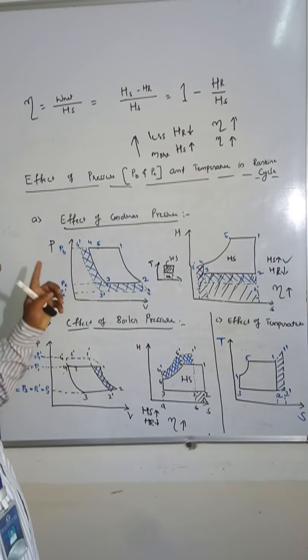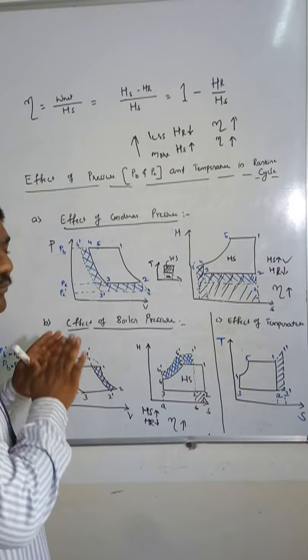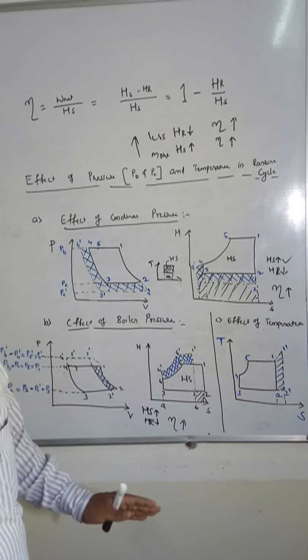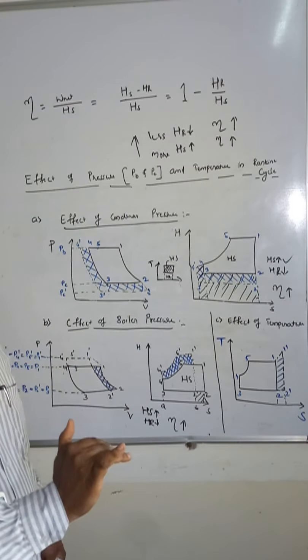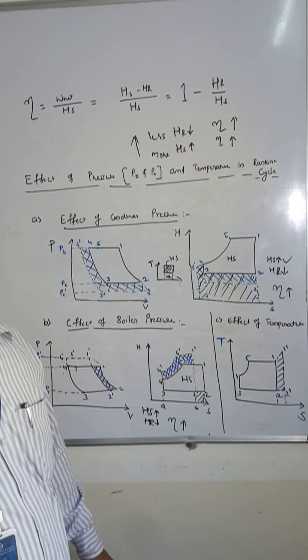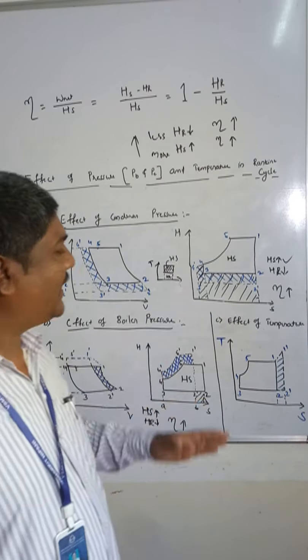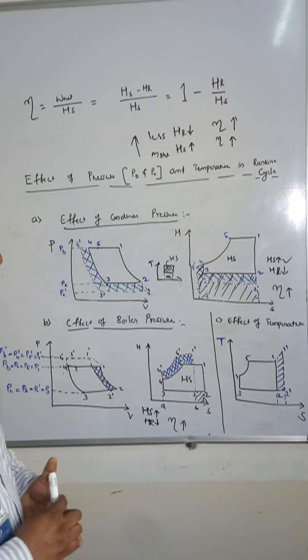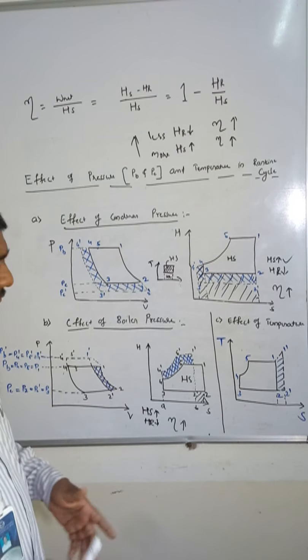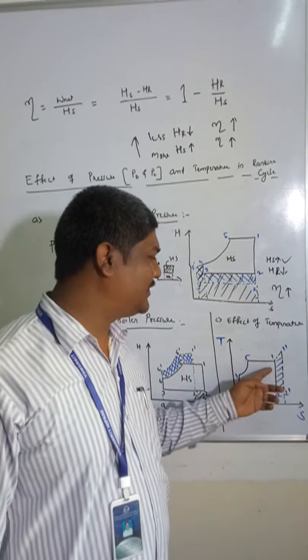So here decrease is required, here increase is required, but both are having limitations. Up to a certain limit only you can decrease, up to a certain limit only you can increase. So this is the thing. Here we have the effect of temperature again, that is what I have explained already, superheating.